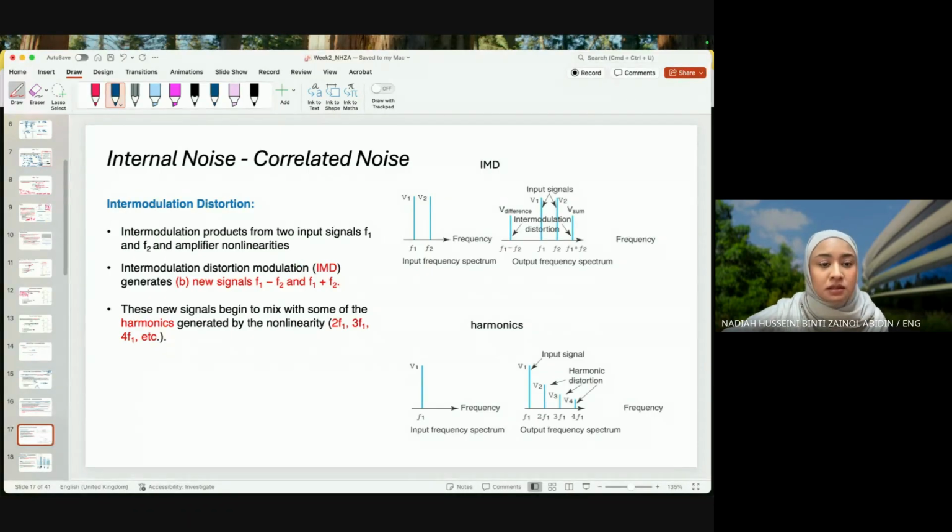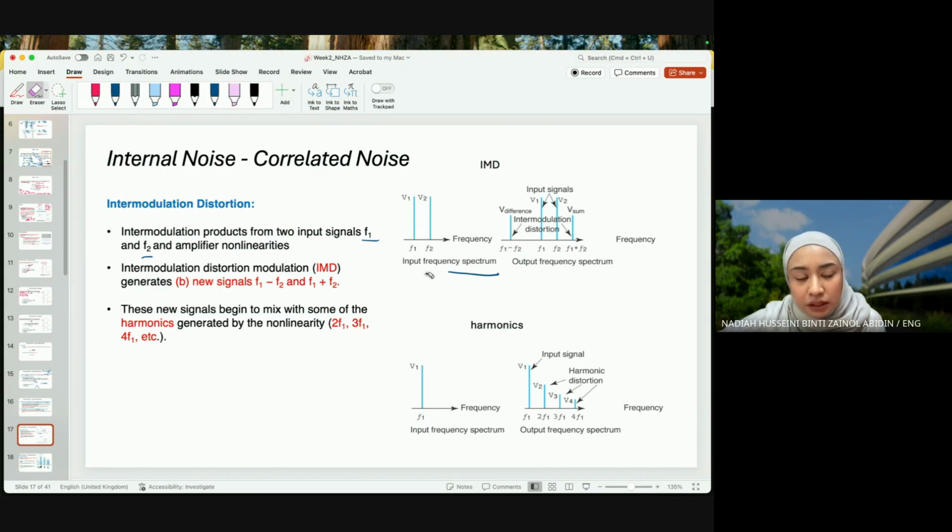That is correlated noise. So intercorrelated noise is intermodulation distortion. Intermodulation is products of two input signals. We have frequency 1 and frequency 2. So let's imagine this. This is frequency 1. This is frequency 2. These are signals in the frequency spectrum. Yes, they look like sticks in the frequency spectrum. In the time domain, they look like waves. In the frequency domain, they look like sticks because they basically represent a single frequency.